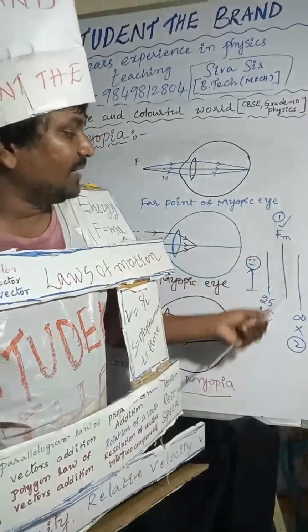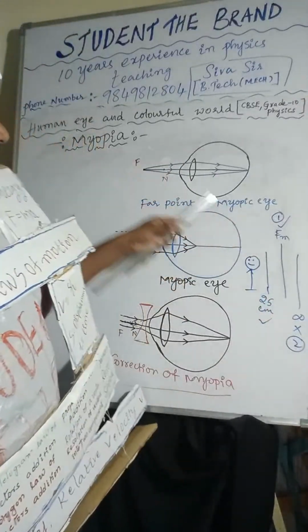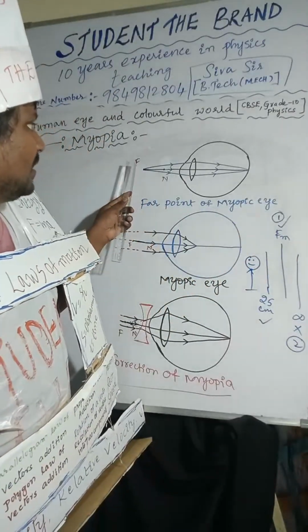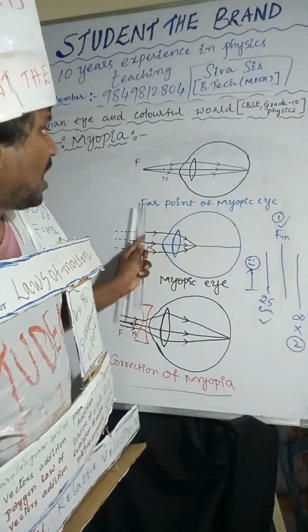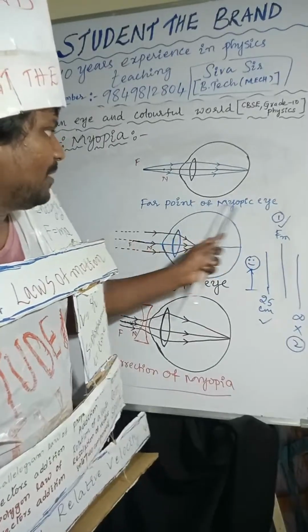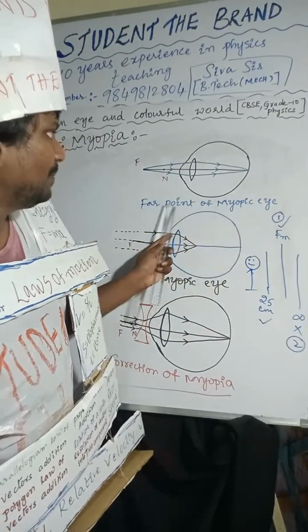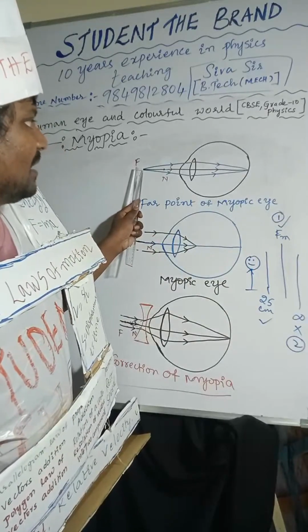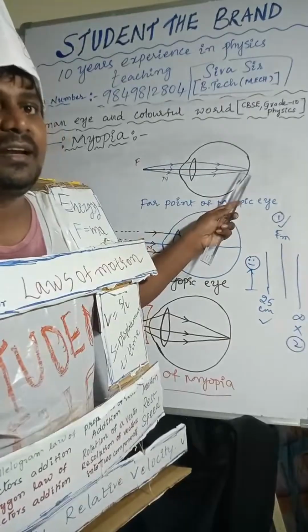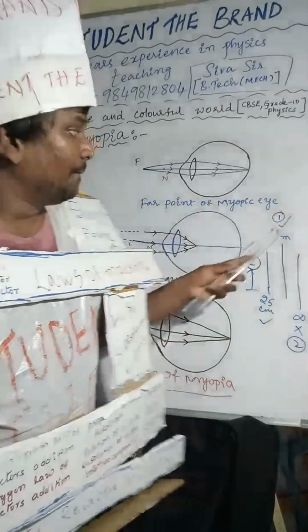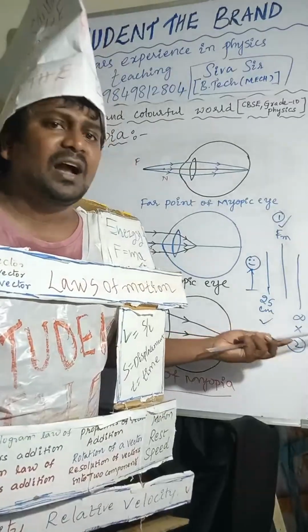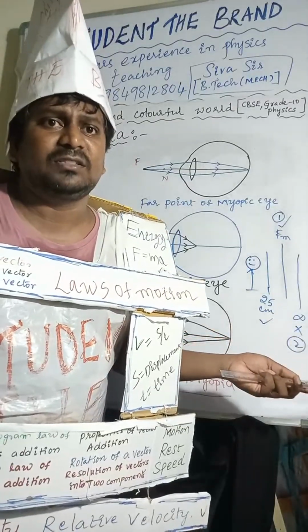So for that, this is the diagram. This is the first diagram, so we can see this point. Here you can see the far point of the myopic eye. Light rays are coming from this point, and they will meet at the retina, so this point we can see. But if the light rays are coming from infinity, we can't see.